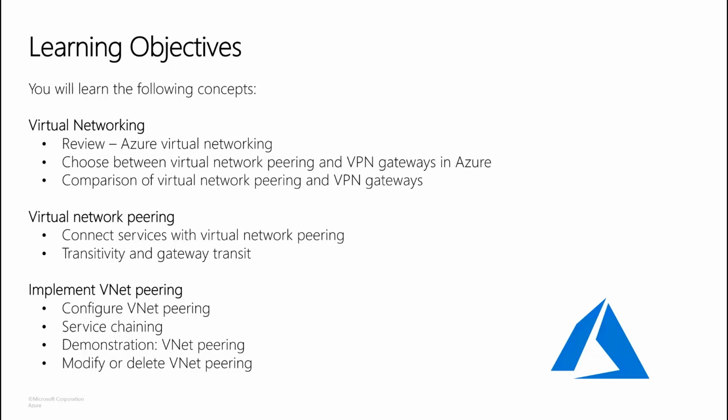So we will review how virtual networking is done, how to choose between virtual network peering and VPN gateway, and a comparison of when to choose what. Then we will talk about virtual network peering, and finally we will have a demonstration on how to create a VNet peering and how to delete or modify that. So let's start with virtual networking.